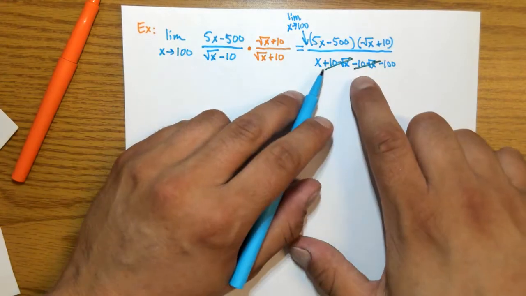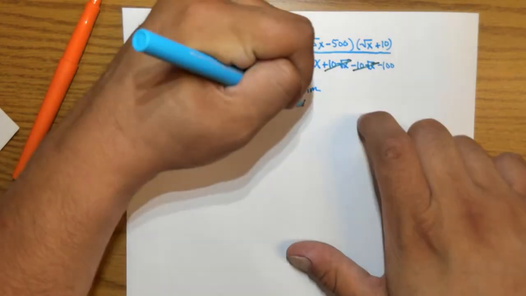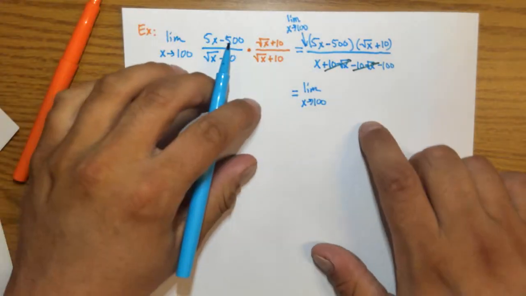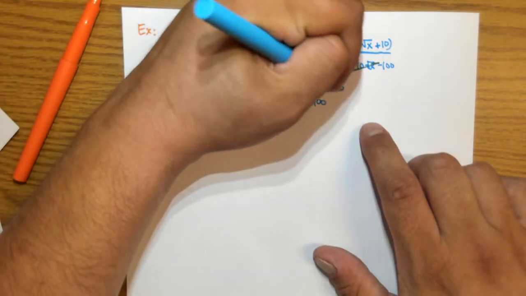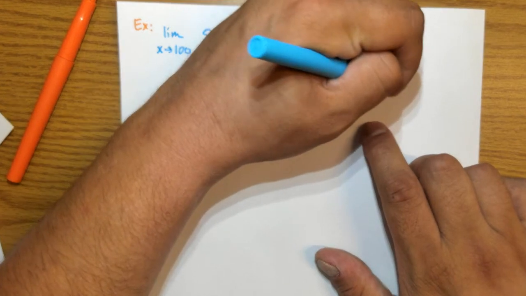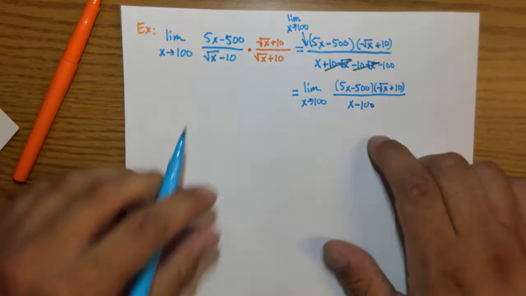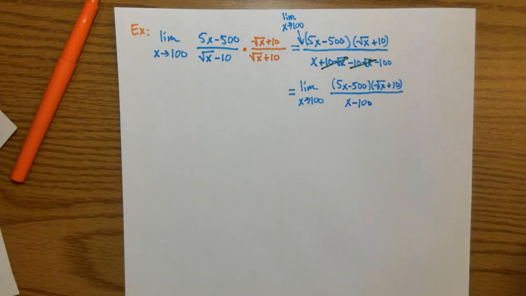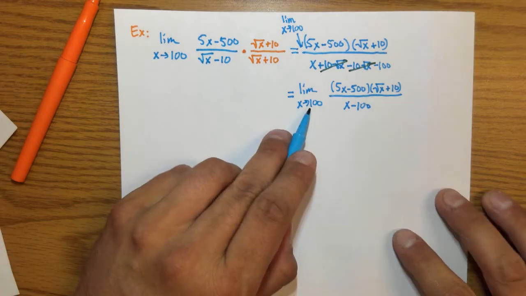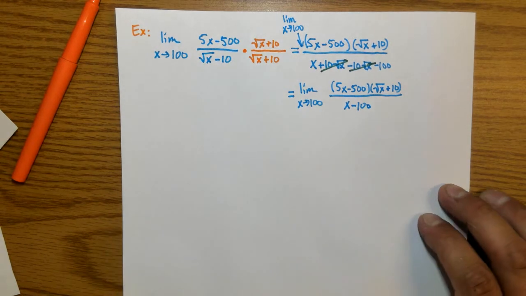So these cancel, which will give us the limit as x approaches 100 of 5x minus 500 times the square root of x plus 10, all divided by x minus 100. Now, as you can see, we don't have anything that we can cancel out. And if I try plugging in 100 again, well, 100 minus 100 is still 0. So we kind of run into a problem here.